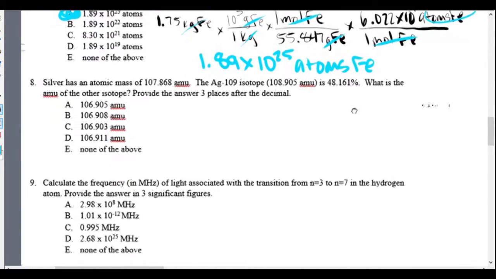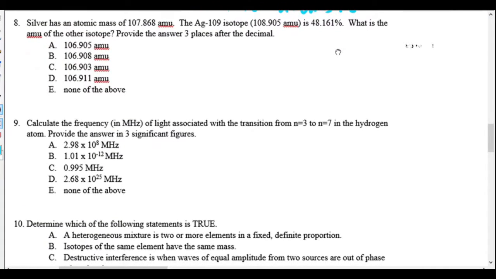Alright, so now we're going to come over here to number 8. And let's go with an orange. How about that? Sound good? Sounds good to me. Especially because you guys can't talk to me right now.